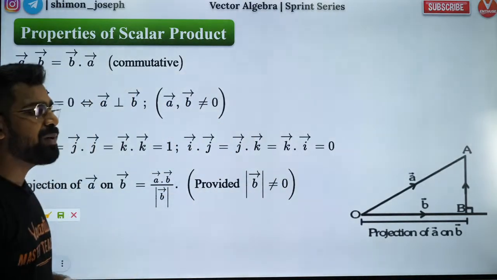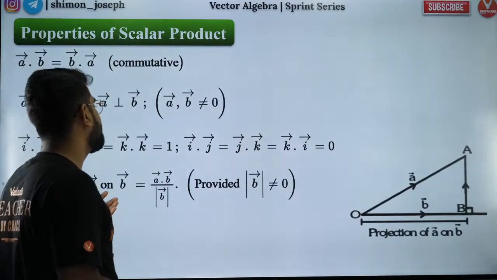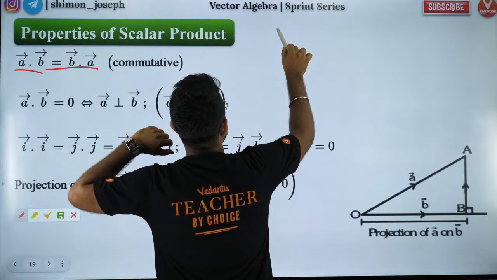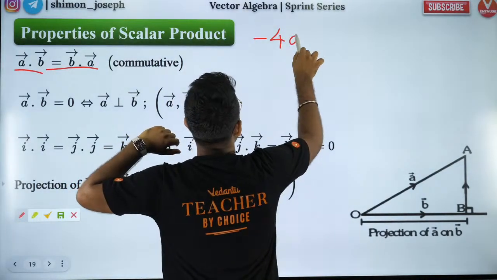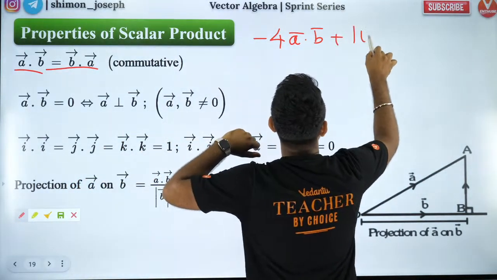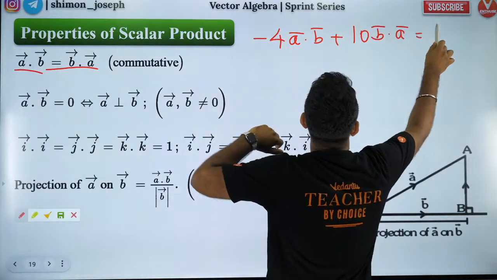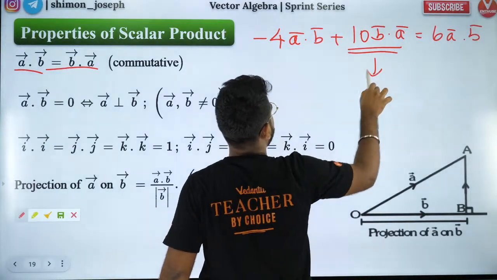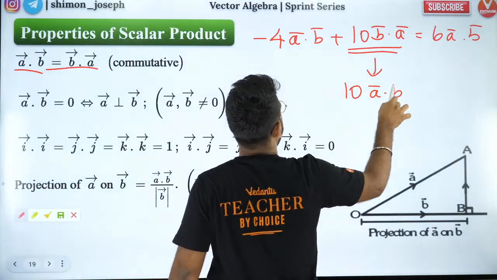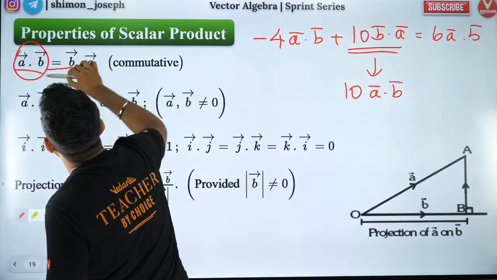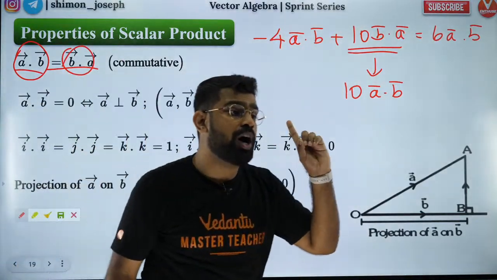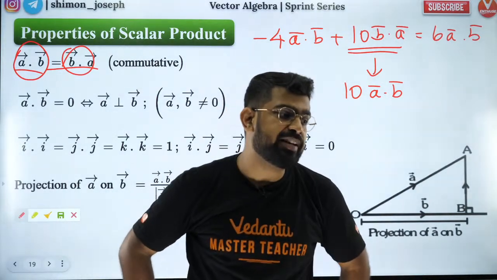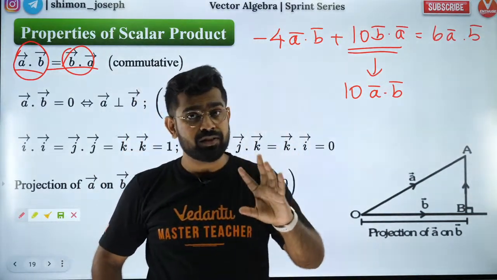Great. So now people, let's go forward. Let's look at the properties. I already used this property. Did you see that? I wrote minus 4A dot B plus 10B dot A. I wrote it as 6A dot B. How did I write like that? Because 10B dot A can also be written as 10A dot B. Why? Because scalar product is commutative. Very important. Cross product is not commutative, whereas scalar product is commutative.